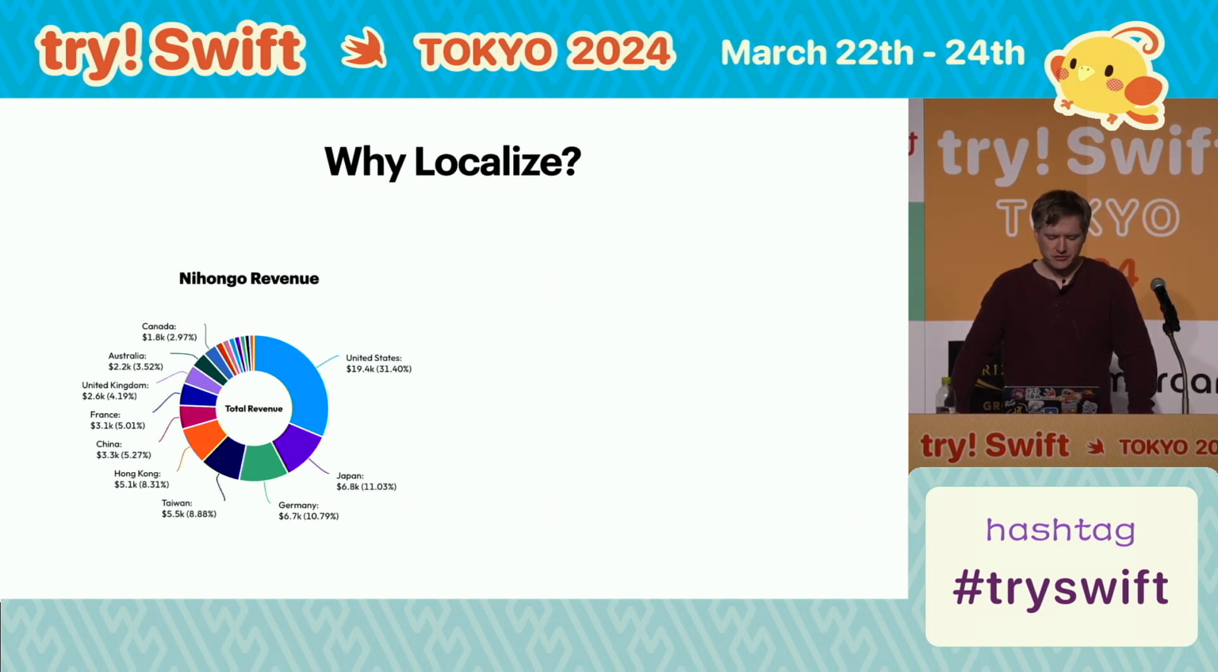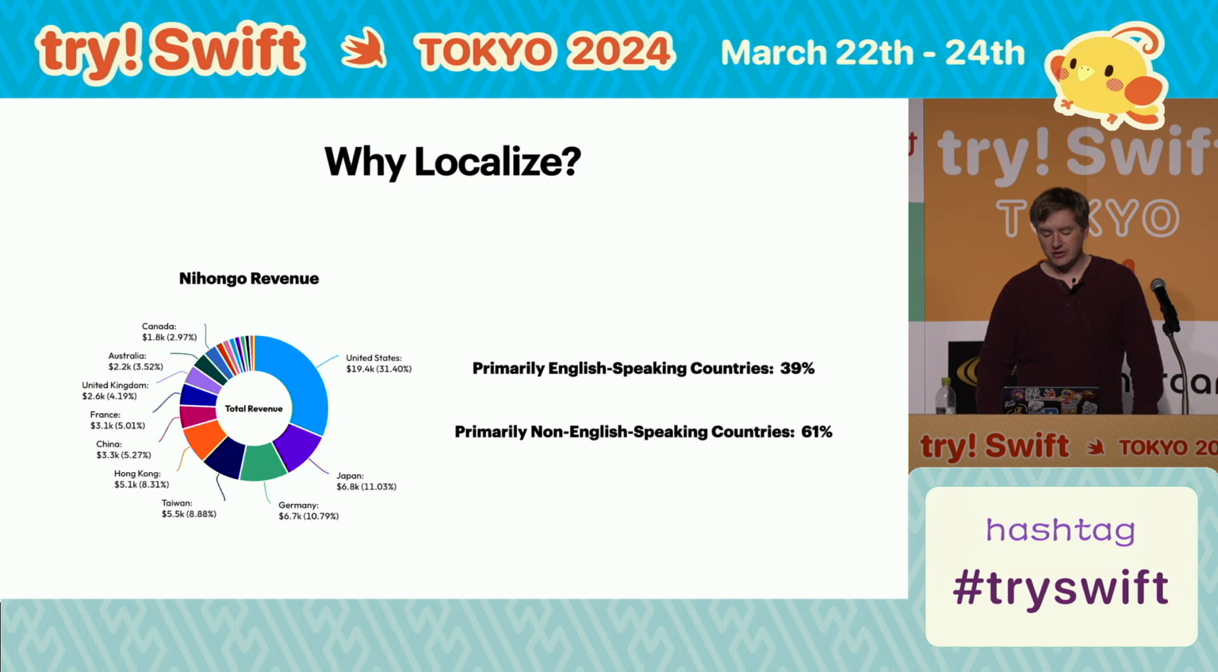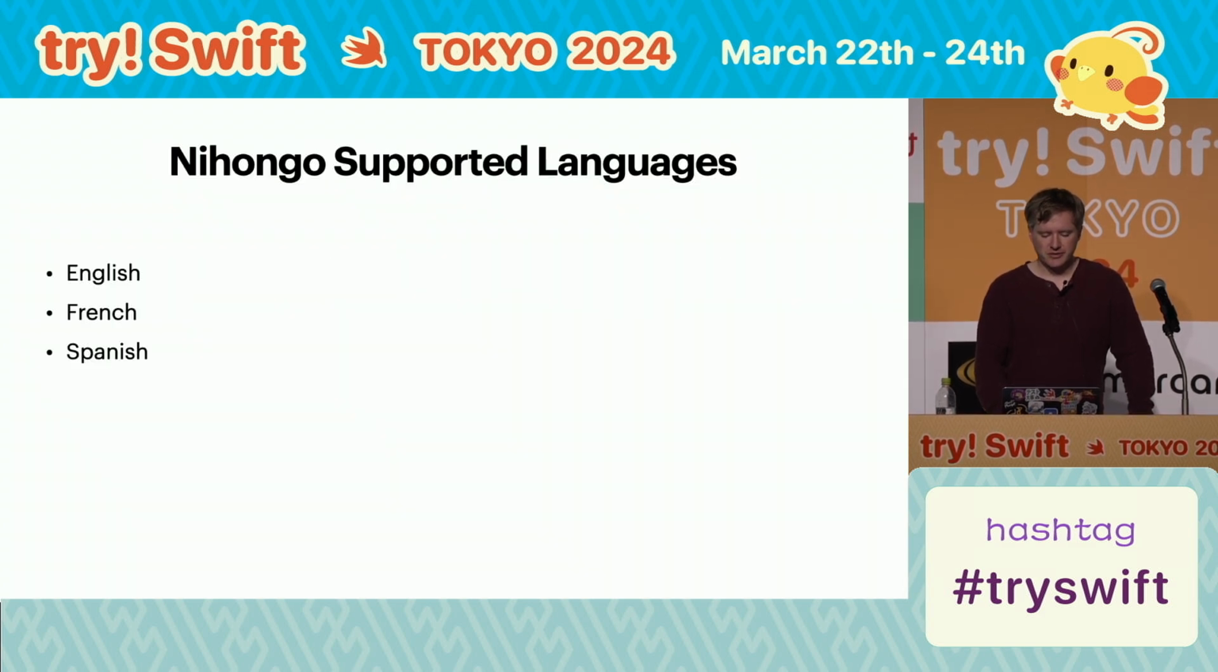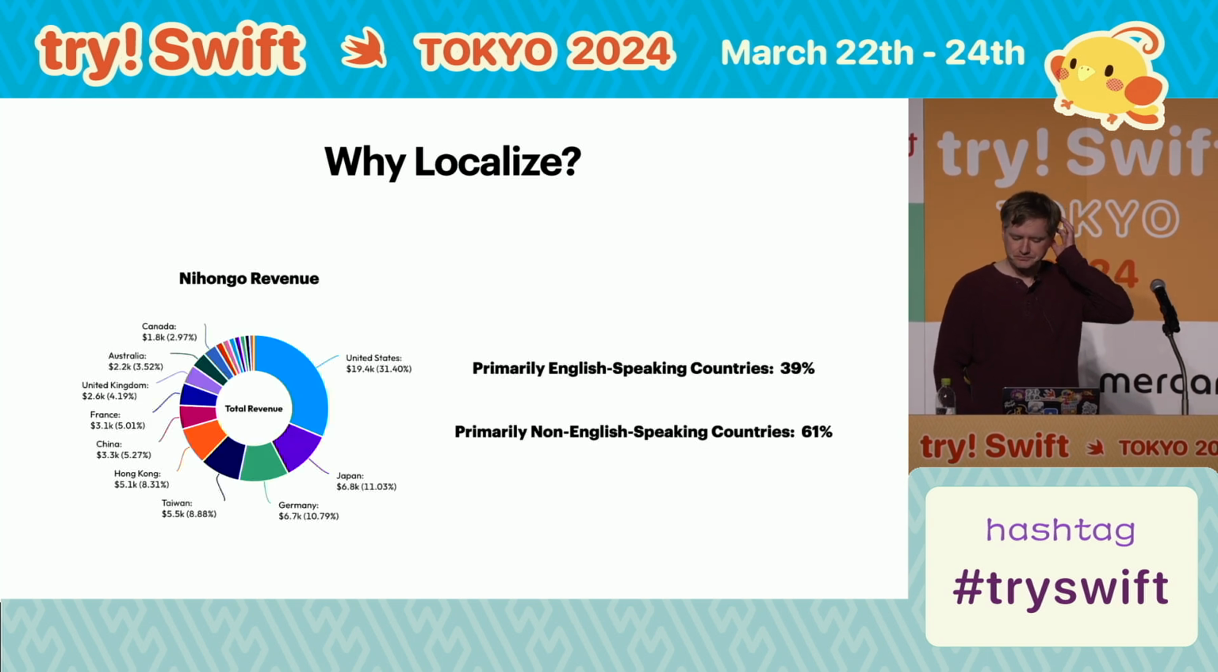This is a breakdown of Nihongo revenue by country. About 31% is the United States. And if we break it into primarily English-speaking countries and primarily non-English-speaking countries, about 39% of my revenue comes from English-speaking countries, and 61% from non-English-speaking countries.